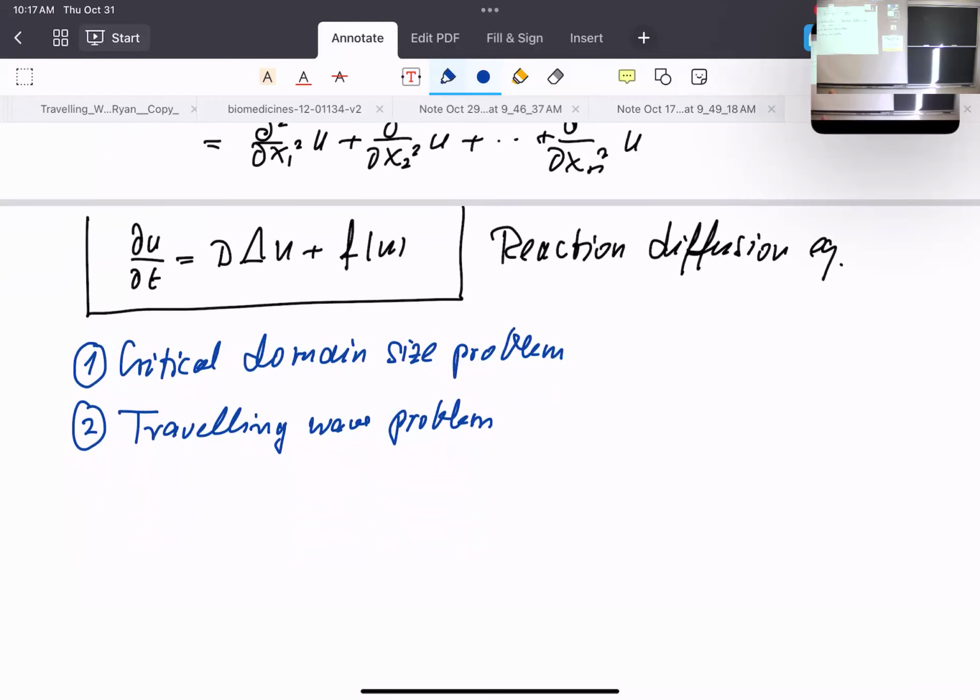The critical domain size problem also is relevant, because it is the question: how large does an environment have to be to support a population? For cancer, meaning what kind of resources or how much space do you need for a cancer to grow? If the environment is too hostile, the cancer might actually not grow, which is a good thing. So let's start with number one, the critical domain size problem.